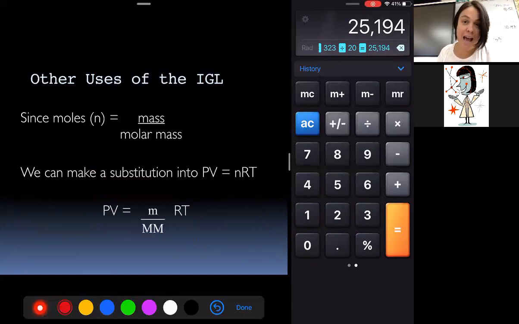Other uses of the ideal gas law. Since moles, n here, equals the mass over the molar mass, we can make a substitution into PV equals nRT by saying PV equals the mass of the substance times the R value times the temperature, all divided by the molar mass. And that comes into play in a little bit.